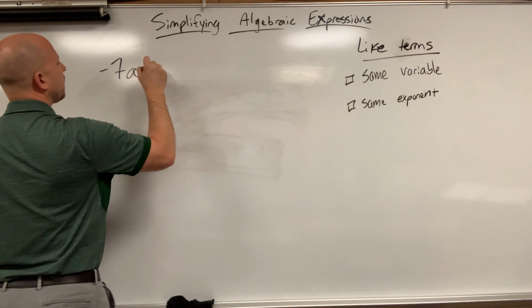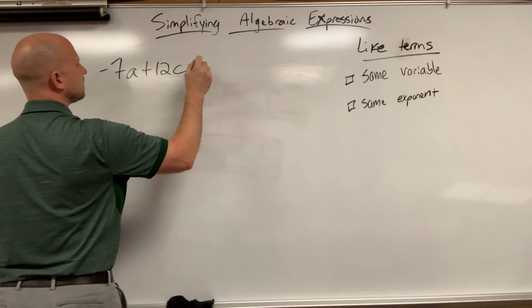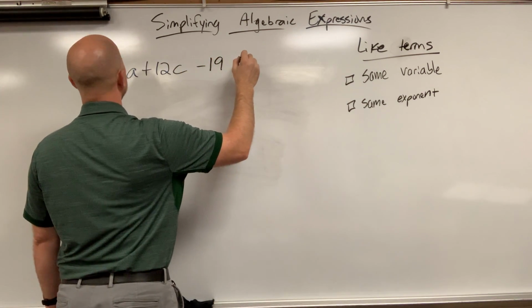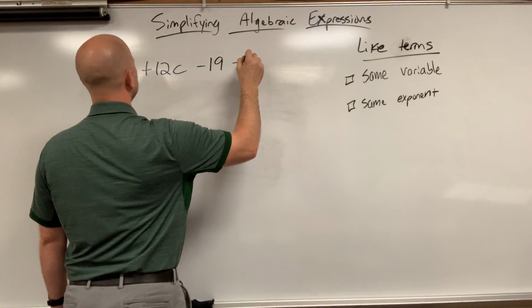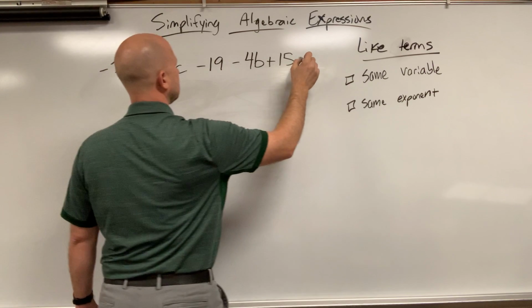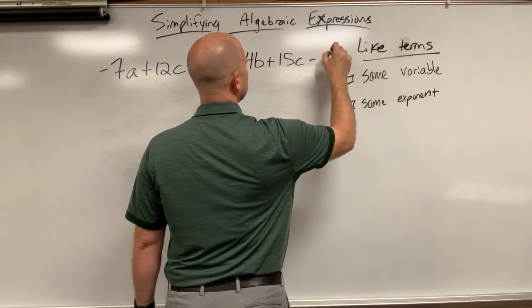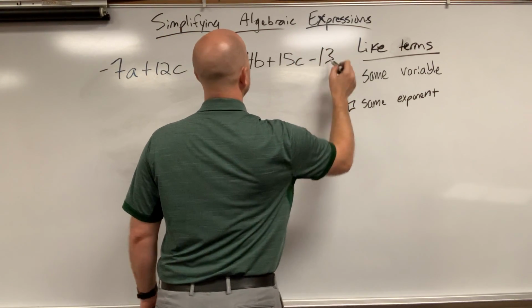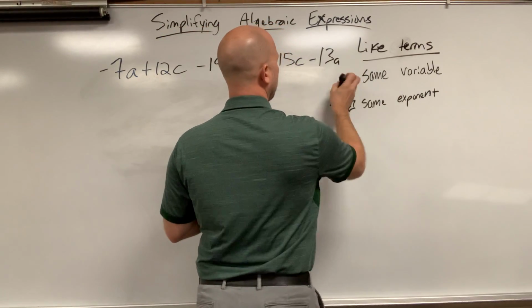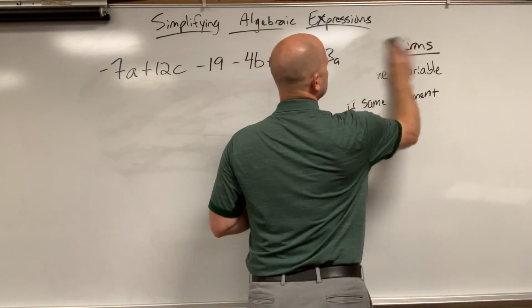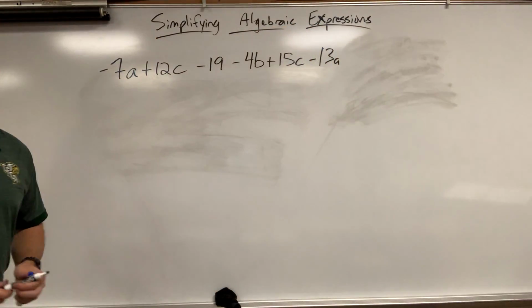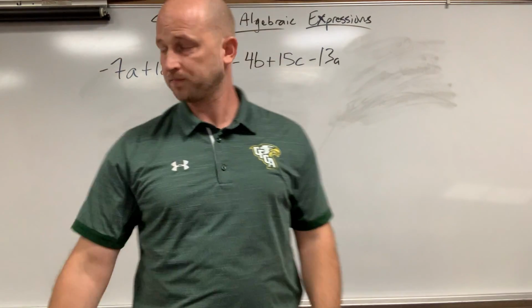A, plus 12C minus 19 minus 4B plus 15C minus 13. Let's go 13A. All right, so again, I'm going to get rid of this. We know what this is. All right, so this is the expression we're trying to simplify now.